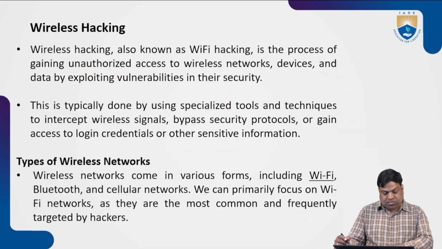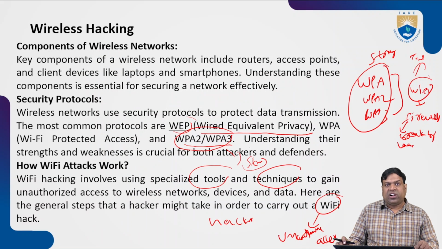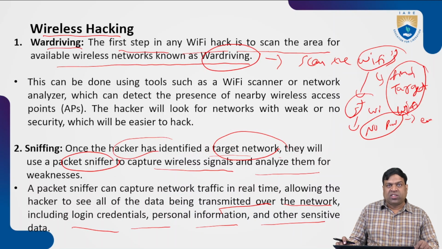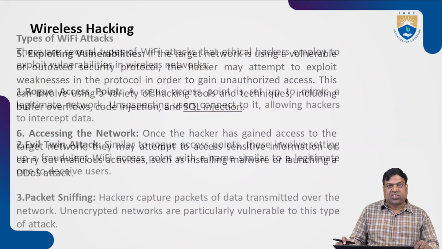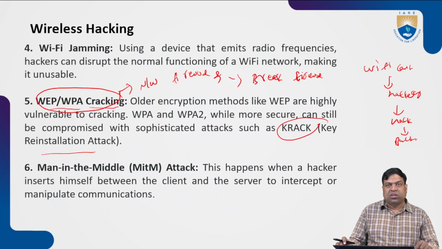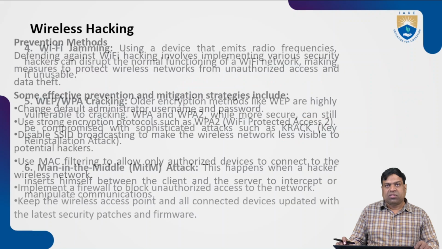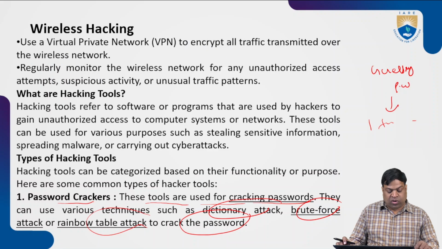These are the references. So today we discussed what wireless hacking is, how they can hack, types of wireless networks, what components are there, and the security protocols, how Wi-Fi attacks work, and wireless hacking tools: war driving, sniffing, cracking, spoofing, exploiting vulnerabilities, accessing the network. What are the types of Wi-Fi attacks? Rogue access point, evil twin attack, Wi-Fi jamming, WPA cracking, and man in the middle attack, meaning encrypted data can be misused. Preventing methods: how can we prevent? Use strong encryption protocols, change admin usernames and passwords, use MAC filtering, implement firewalls, and keep the wireless access point secure.